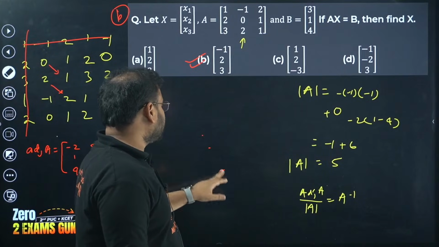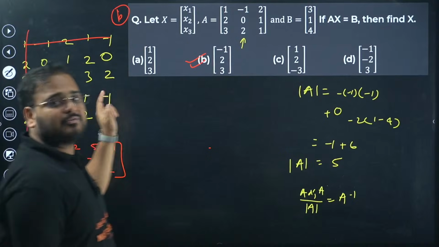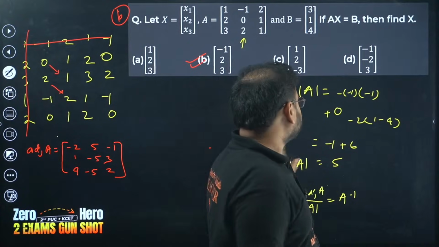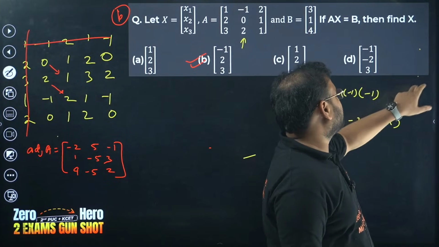But for finding the determinant, this is the shortcut to find the adjoint. We don't have a shortcut other than this. The other shortcut will be your calculation speed only, how fast you can calculate and get the result.